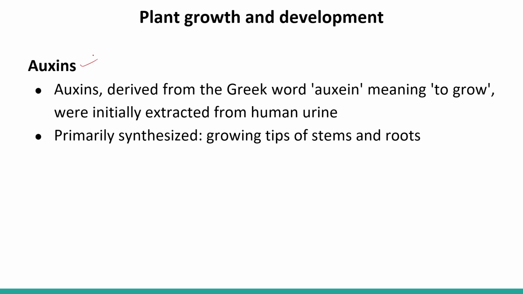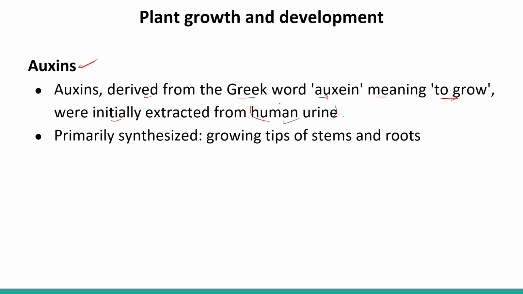Let me introduce you again to what auxin is, and how its name was derived. Auxin is derived from the Greek word auxein, which means to grow. Auxin was initially extracted from human urine. So the first auxin extracted was from human urine.